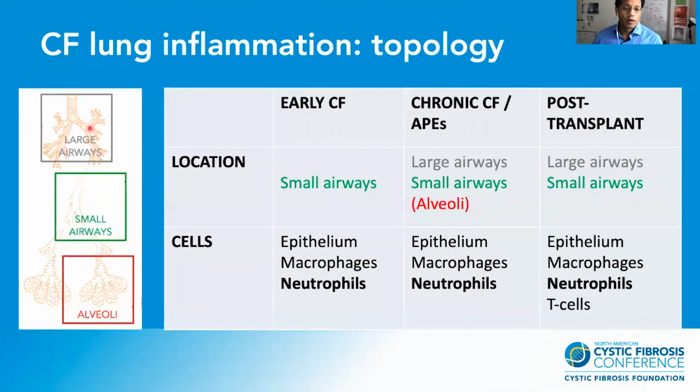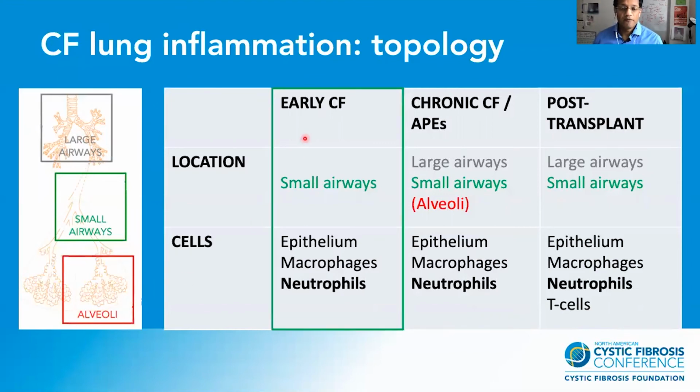So the lung is really composed of three parts: the large airways, the small airways, and the alveoli. And in CF, early on, right after birth and during the first few years of life, the action is really in the small airways. Epithelium that's lining the lung surface, and also macrophages that are resident, are somewhat dysfunctional, and they allow for the recruitment of neutrophils that come from blood.